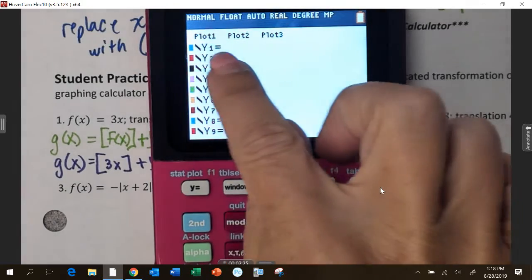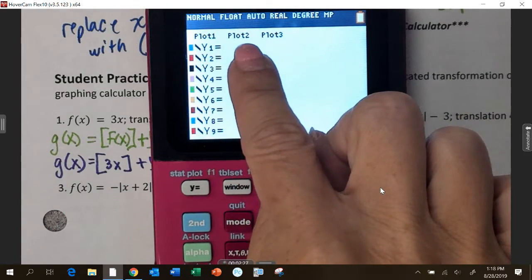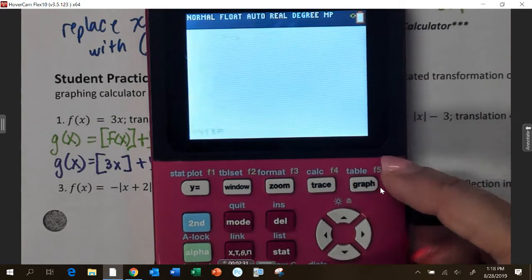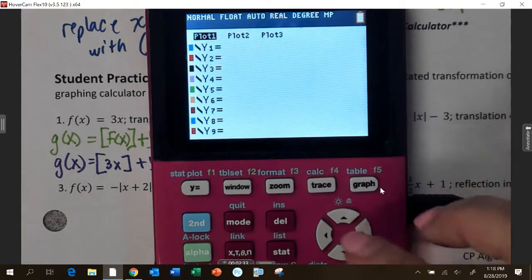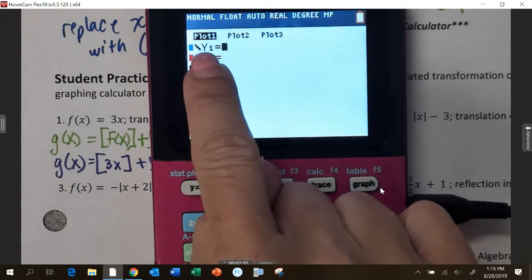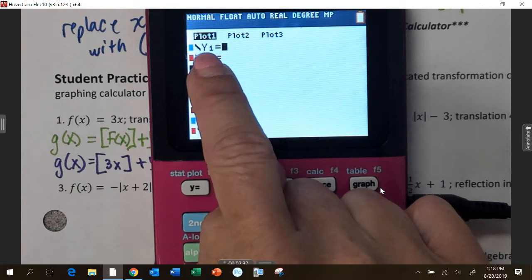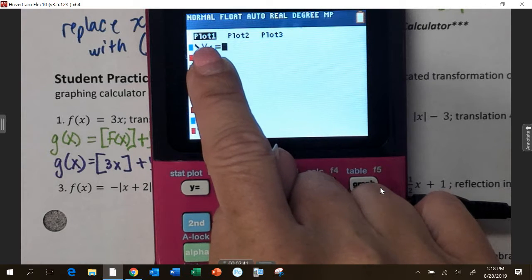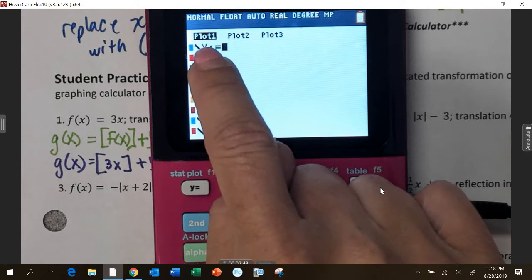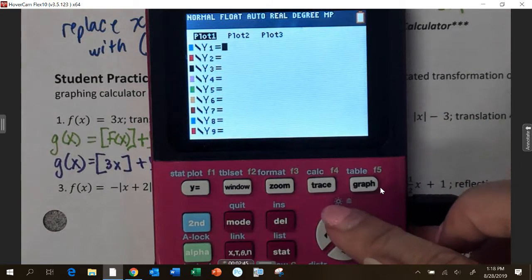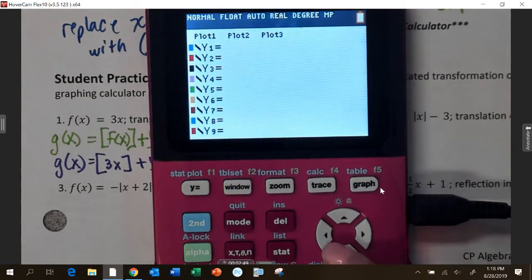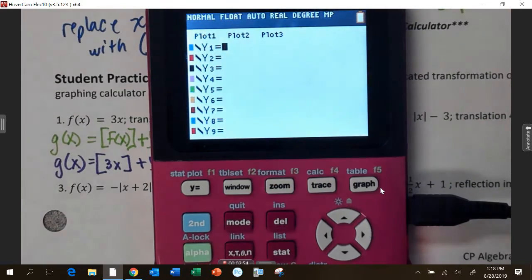Also, you might have up at the top, plot 1, plot 2, or plot 3. It might be darkened. I can show you what that would look like. It might be darkened like this. If yours is darkened, you might have an issue later. This is when we do statistics, which we're not doing right now. This is data. We're not doing data. We're just going to graph an equation. So you go up there, and you hit enter, and you come back down, and it turns off. So we want nothing in here at all when we start.